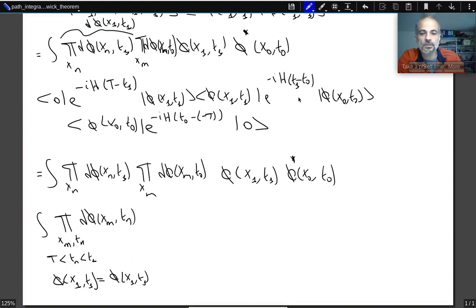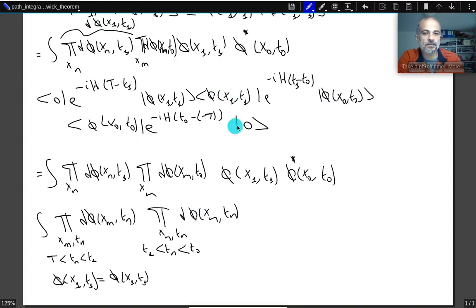Now from the other one, in this matrix element, I will have a similar product, again over all xm and tn, but this time tn is between t0 and t1. And with similar boundary conditions, the fields I'm integrating over at the time t0 should be given by this field in this ket, and at the time t1 they should be given by this field in this bra.